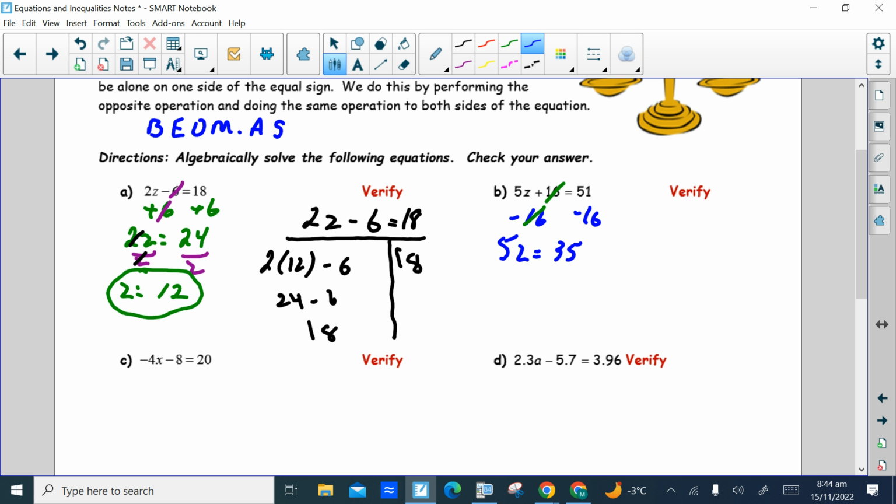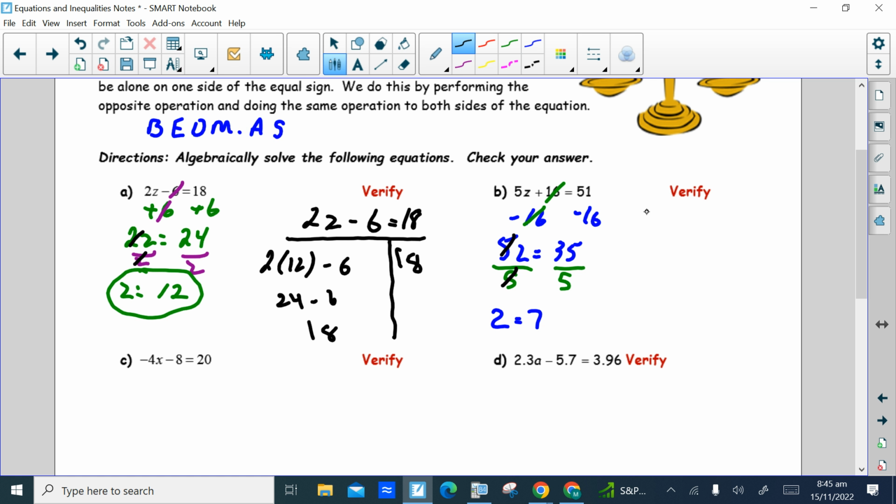But you're right, because right now I have 5z equals 35. To get the z by itself, you got to get rid of the 5 in front. They're hooked together by multiplication, and the opposite of that is division. Divide both sides by 5. So on the left side, 5 divided by 5 cancels. 5 divided by 5 is 1, so you'll get 1z, or just z, equals. And on the right side, 35 divided by 5 is 7.